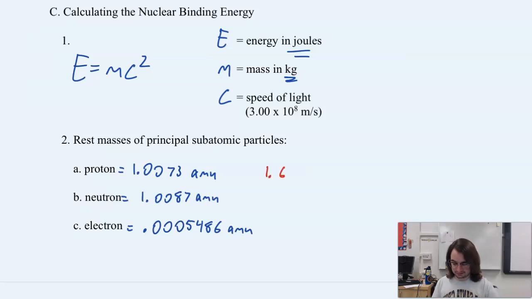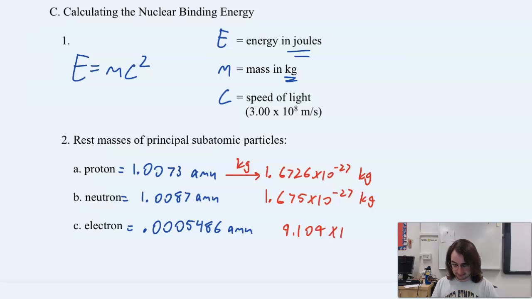It'd be like 1.6726 times 10 to the negative 27th kilograms for a proton. I'll put a little arrow like this and I'll put kilograms. And then for a neutron, it's 1.675 times 10 to the negative 27th. And for an electron, it's 9.109 times 10 to the negative 31st kilograms.